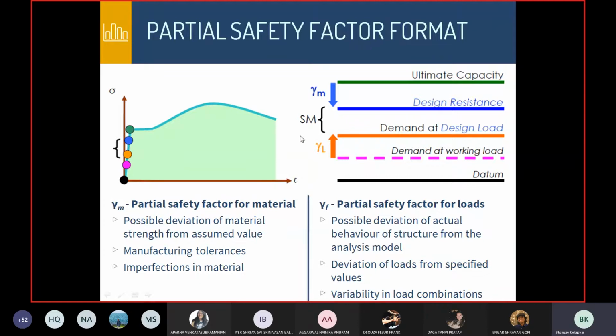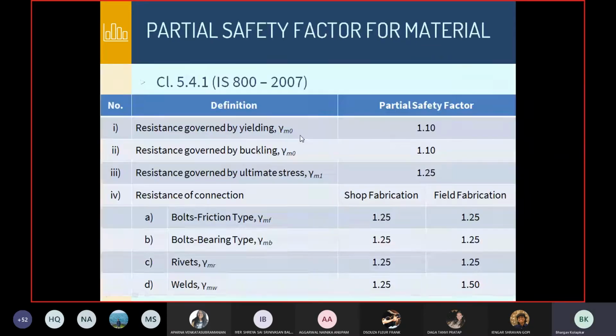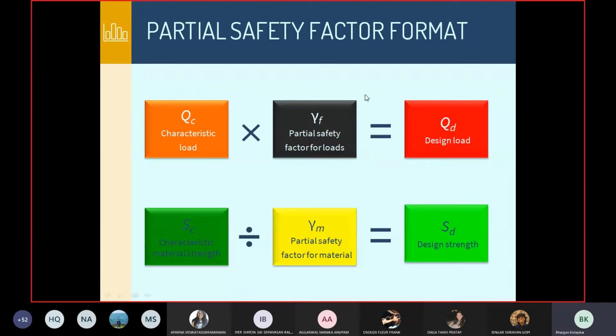Okay, so we looked at the safety factors as well. I'll go to this one. So the characteristic load, we just multiplied it by a partial safety factor, and then we got our design load. And the characteristic strength, we divided it by a partial safety factor, and then we got a design strength. Now, all these partial safety factors are greater than 1, and therefore we multiply it by load and divide it by strength. Do you understand it better now?